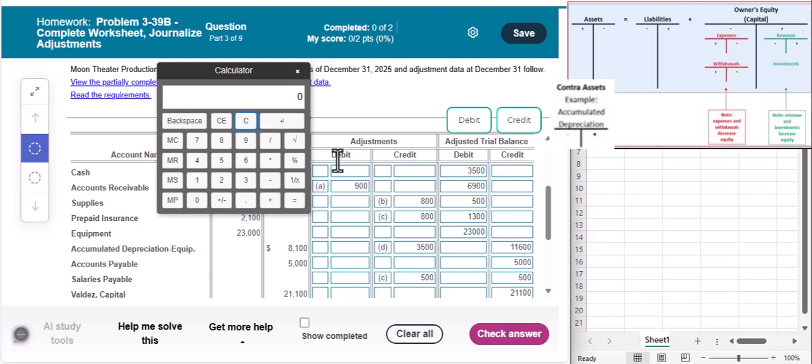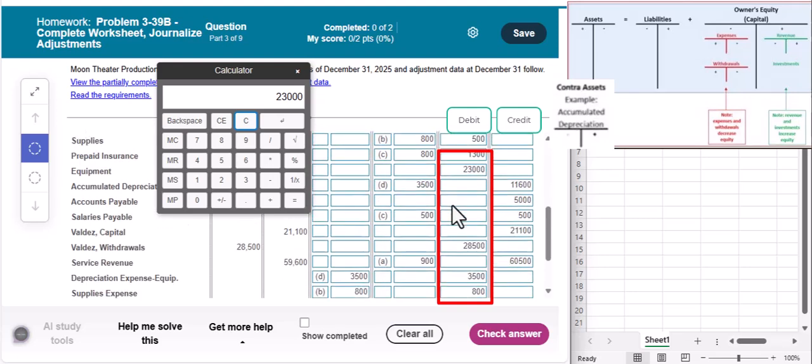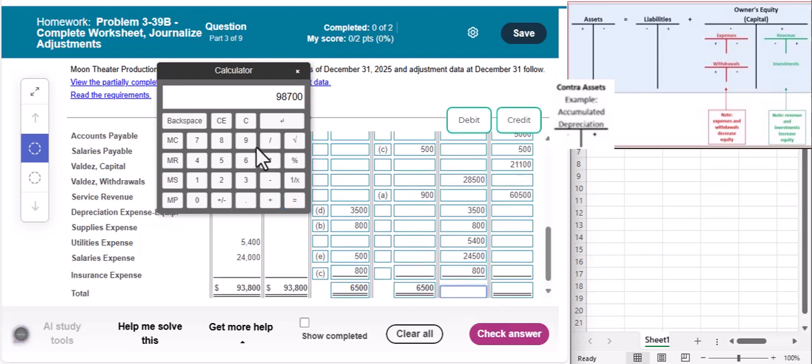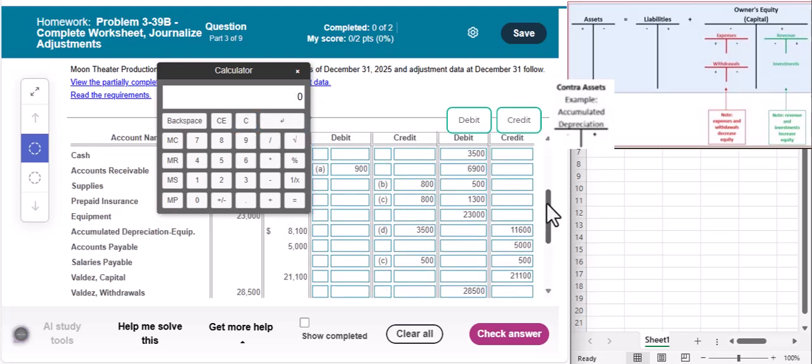So we will start with our lucky debits. So we have 3,500, 6,900 plus 500 plus 1,300 plus 23,000. And then continuing down because there are more. 28,500, 3,500, 800, 5,400, 24,500, 800, and that is our last one there. So the total is 98,700. Let's go ahead and add that in. And let's hope and pray our credits also equal the same.